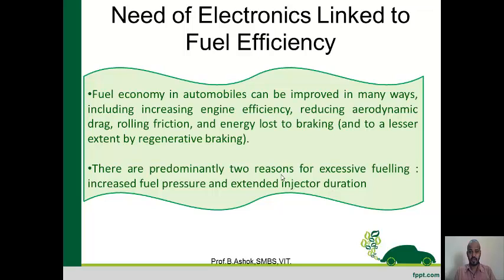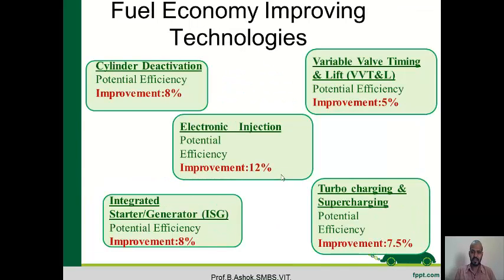There are predominantly 2 reasons for excessive fueling. It leads to increased fuel pressure and extended injector duration. If you go with a higher injection pressure, then you get better atomization, it leads to better fuel penetration, all those things will happen. And a longer injection duration also leads to producing more, or you can say wasting, the amount of fuel. So in whatever way, mainly the fuel efficiency will be linked towards the electronic control.